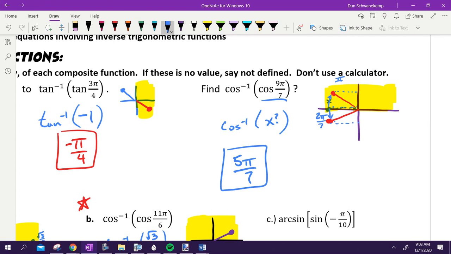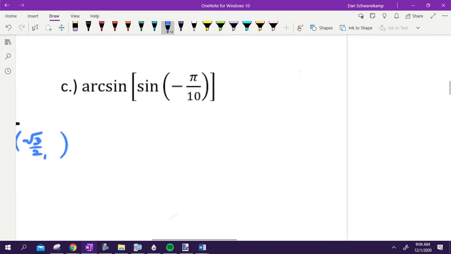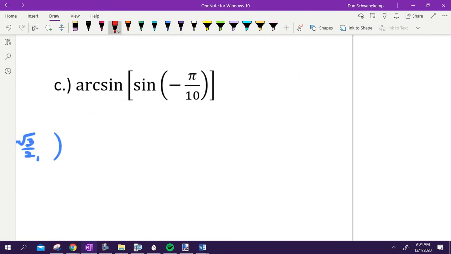So we didn't really even care what that mystery x was. It didn't approach our problem. It just helped us to figure out which quadrant I'm going to live in. Kind of make sense? I can tell you're super excited about it. Let's try letter C. Okay, letter C, arc sine of negative pi over 10. Who cares that I used arc sine? It's the same thing.